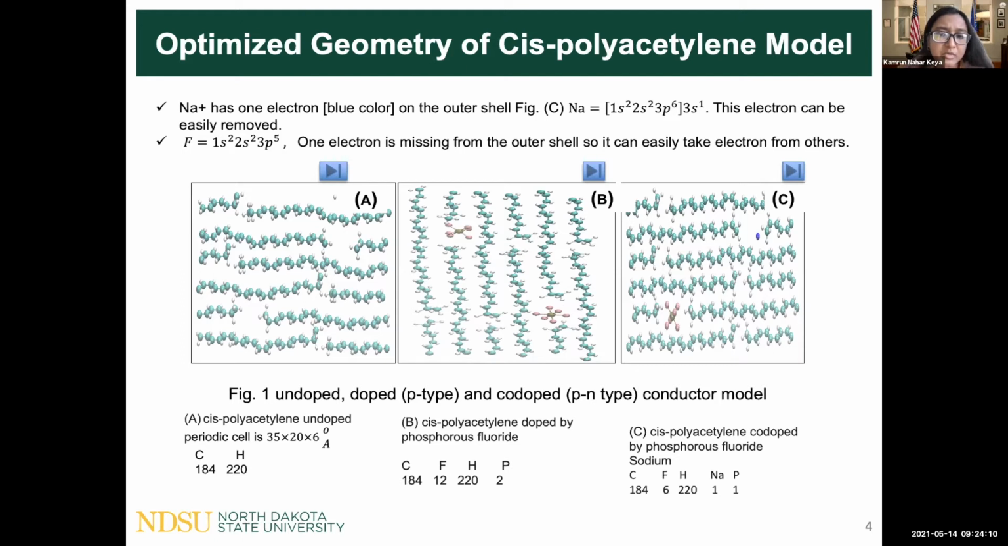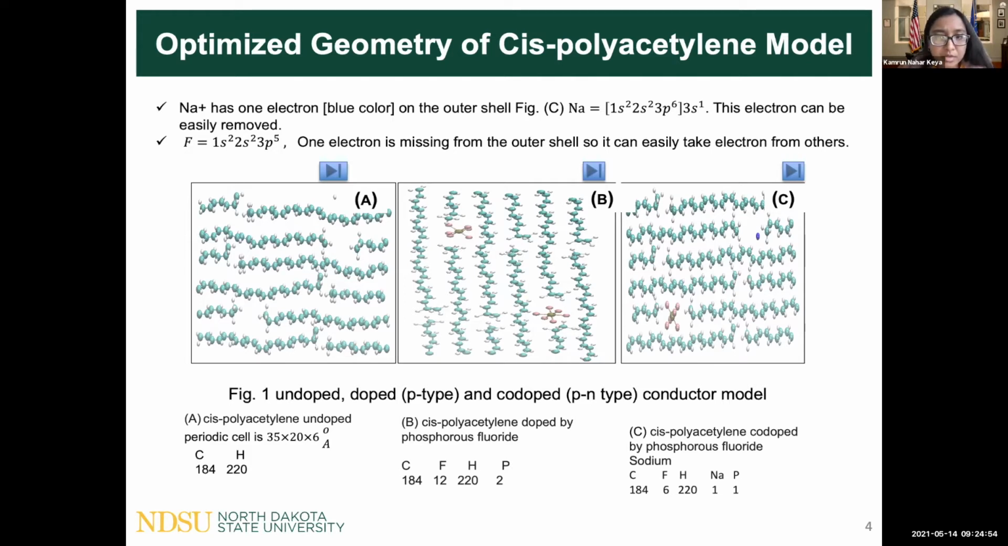P-type dopant is an acceptor element, and N-type is a donor element. In the P-type dopant there is a sodium ion, the blue one. It can easily share the electron with the fluorine, and we are able to see that the fluorine can easily take that electron from the sodium.